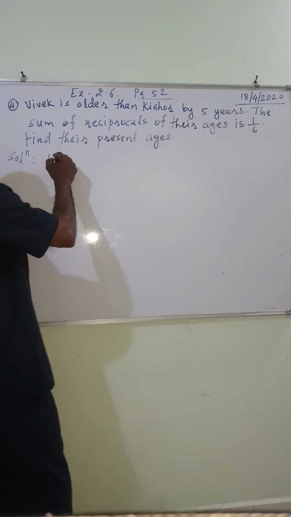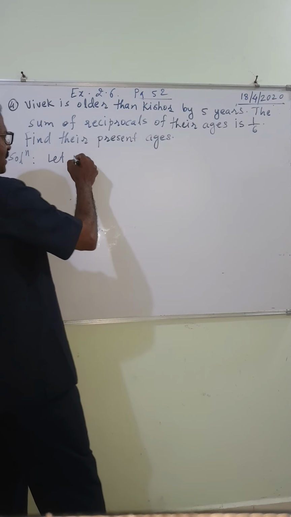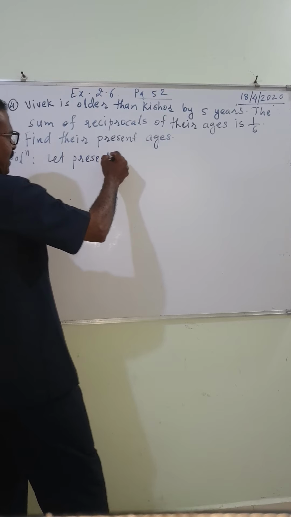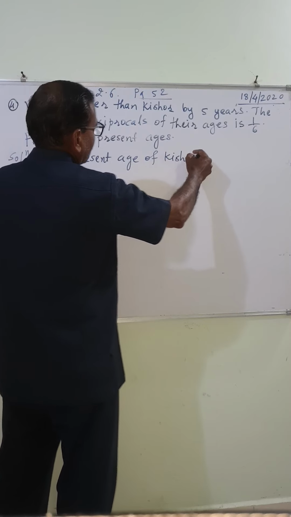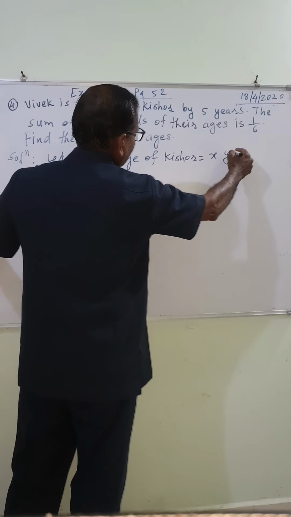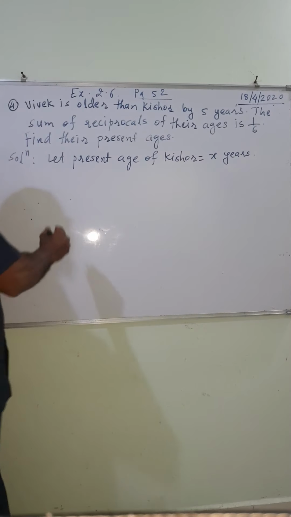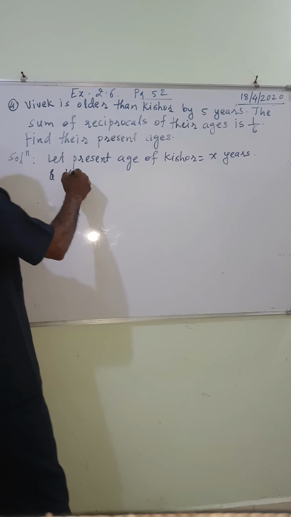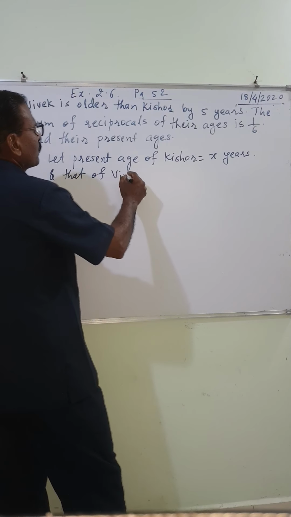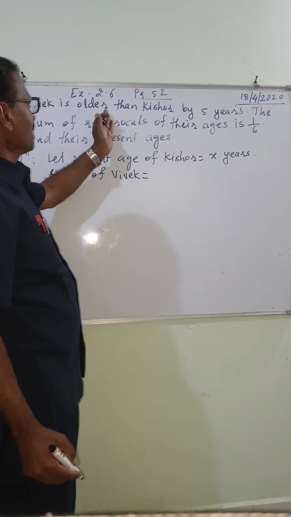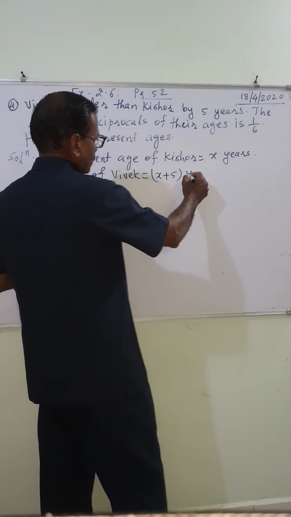Let Kishore's present age be x years. Don't say only x, give the unit also. And that of Vivek: Vivek is 5 years elder, so x plus 5 years.